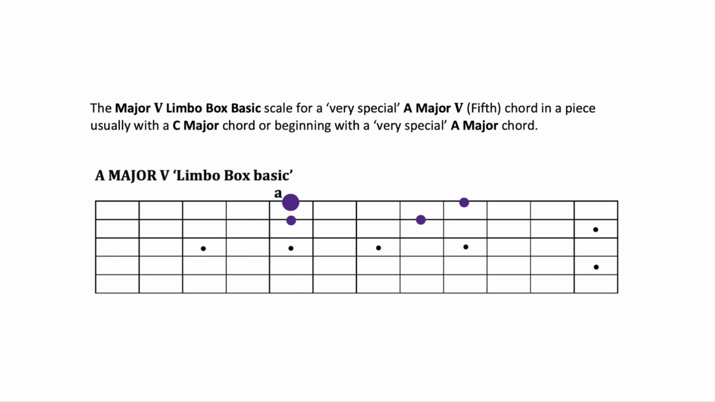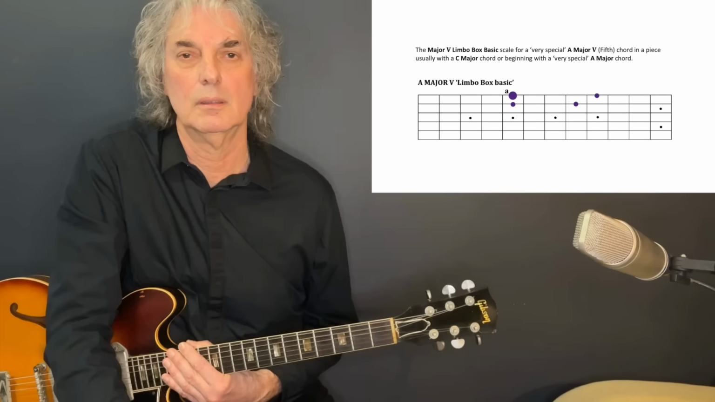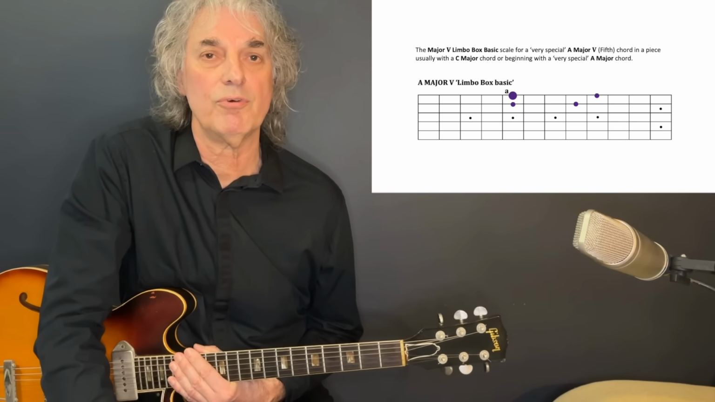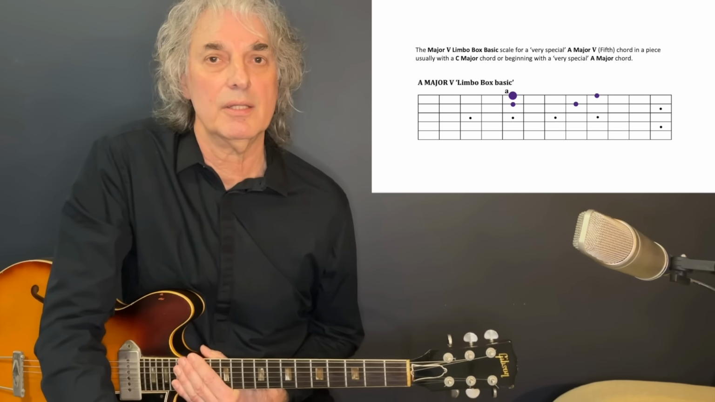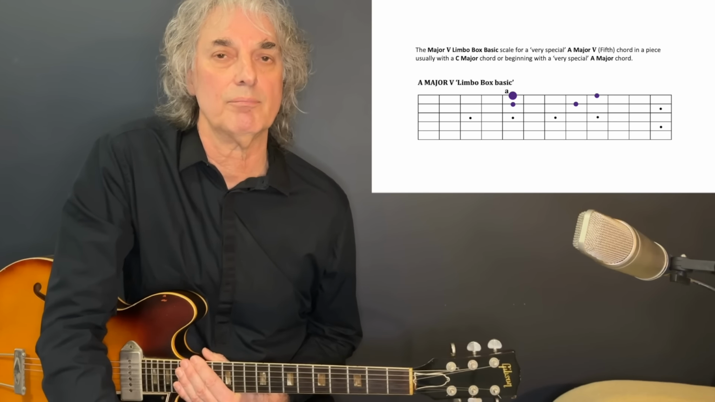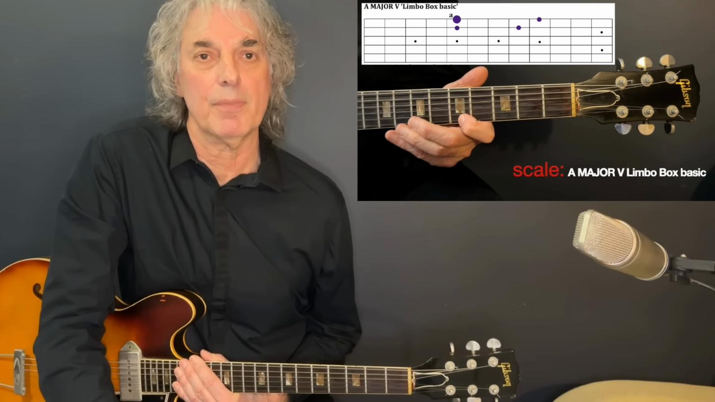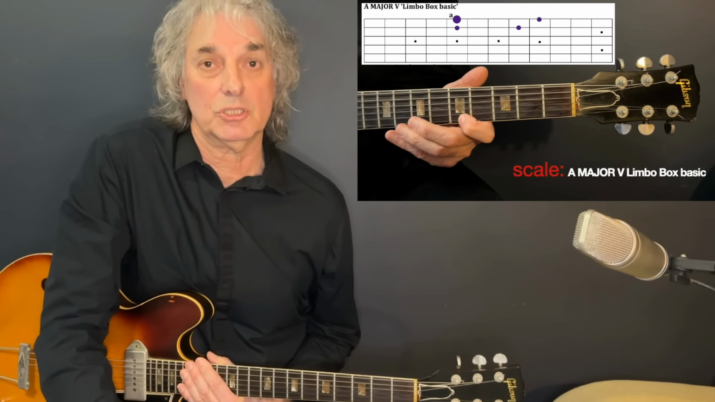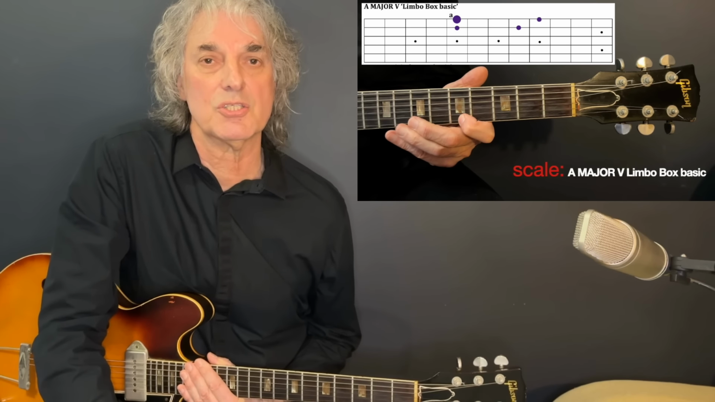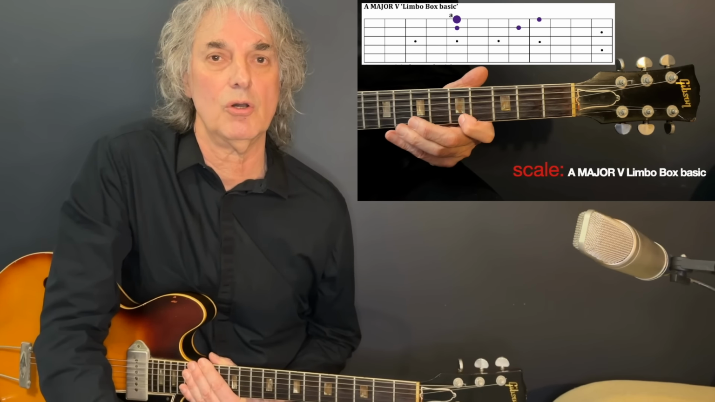The major 5th Limbo Box basic scale for a very special A major 5th chord in a piece usually with a C major chord or beginning with a very special A major chord. Again, this is a slightly modified A minor box pentatonic scale, but this time the top note on the E string is shifted up by 1 fret. The video starts with an A major 5th chord, which could be the starting chord, and then changes to a C major chord, which is common.